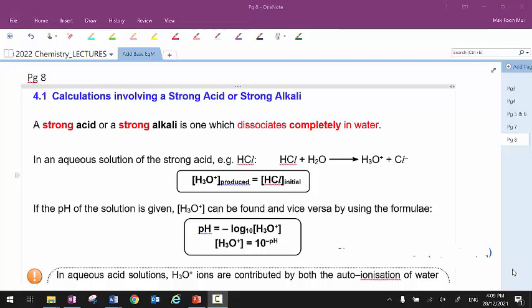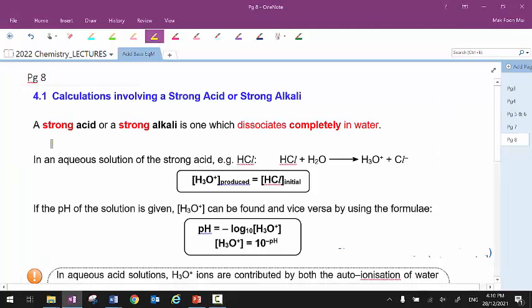Now lastly, let's see how we can calculate the pH of a strong acid or strong alkali. Just to recall again, a strong acid or strong alkali is one that is completely dissociated in water. For example, if we have a strong acid such as hydrochloric acid, with an initial concentration of, let's say, 1 mole per dm cube, the amount of hydrogen ions in solution will also be equal to 1 mole per dm cube.